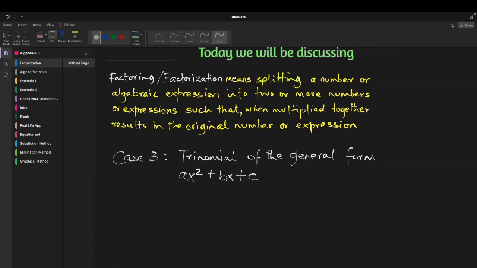Today we will be discussing another part of factorization. There are several parts of factorization. This is like our third class. Please check out our videos here.